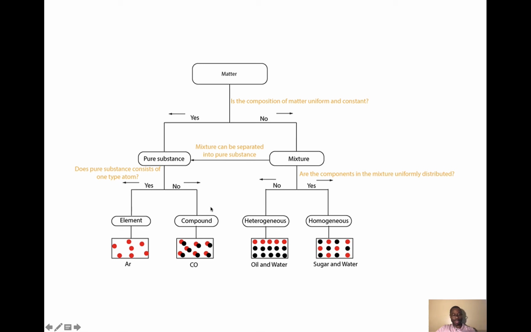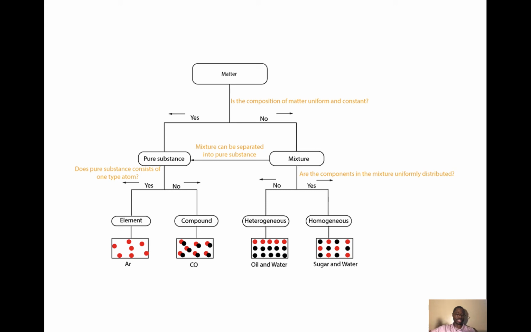Now, a compound consists of at least two different atoms bonded together. As you can see here, this particle model is depicting carbon monoxide. In carbon monoxide, you have carbon and oxygen, so there are two different atoms bonded. This makes it a compound, but it's still a pure substance because it consists of what? Carbon and oxygen atoms bonded together to make carbon monoxide.